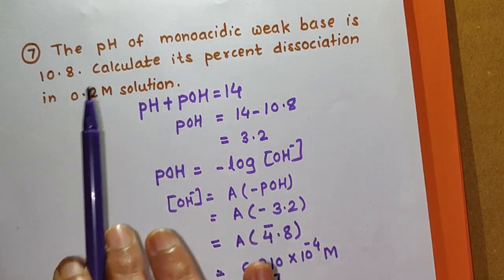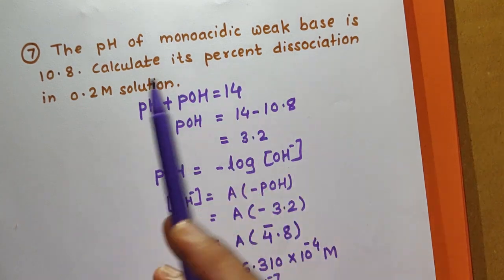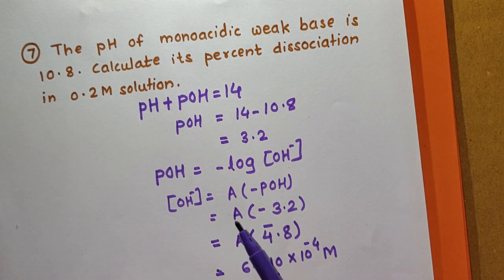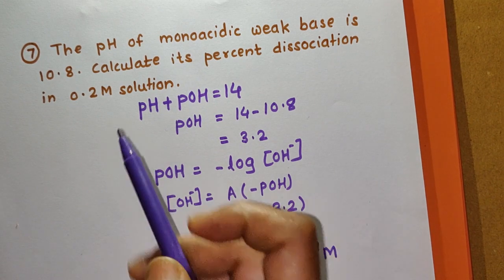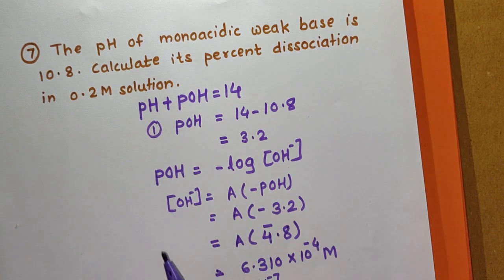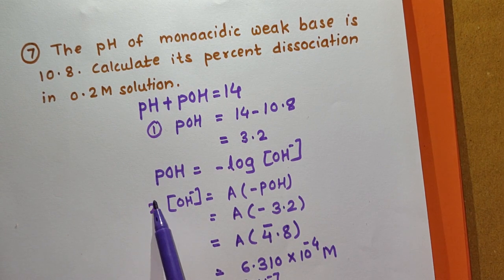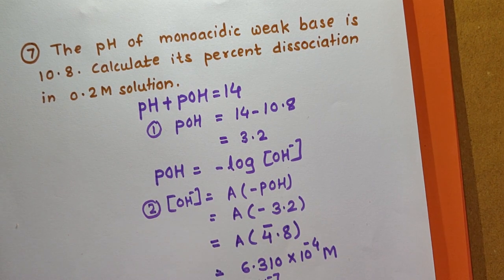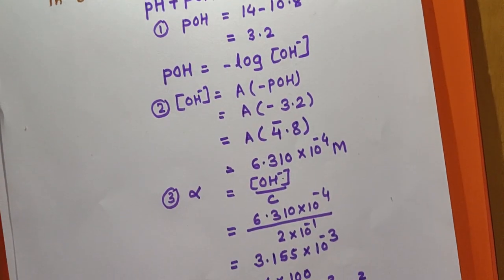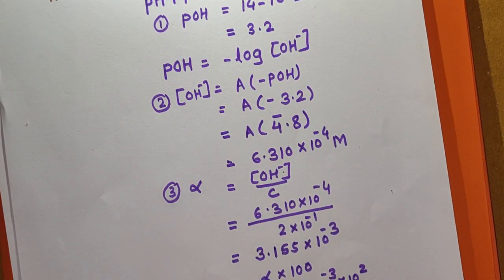Again see, if base is given, first you have to calculate pOH of the solution. Base is given and pH of the solution is given. You have to calculate pOH of the solution first, and from pOH you have to calculate concentration of OH minus ions. Remember these steps. The first step is you have to calculate pOH of the solution. From pOH of the solution you have to calculate concentration of OH minus ions. From concentration of OH minus ions we have calculated alpha, that is degree of ionization, and then percentage alpha. So remember these steps and you can calculate the problem.